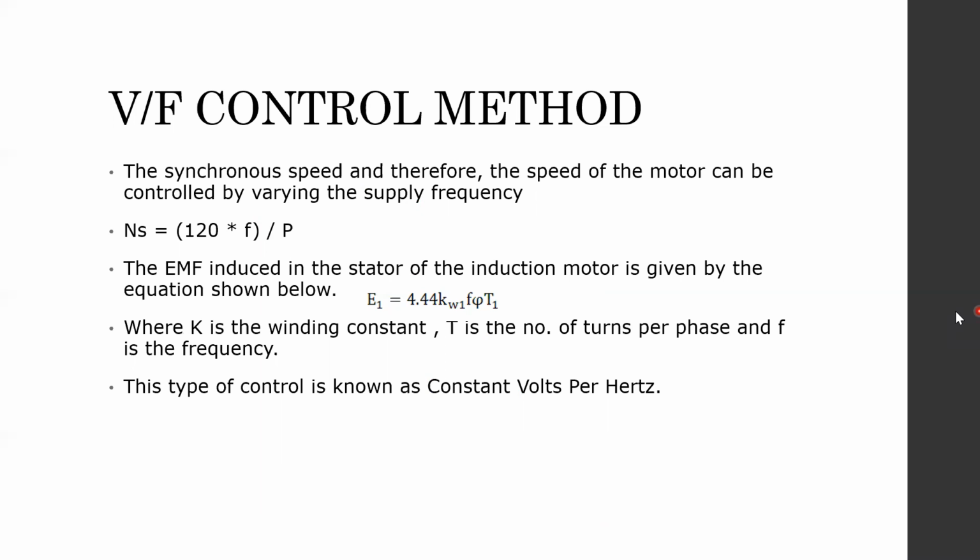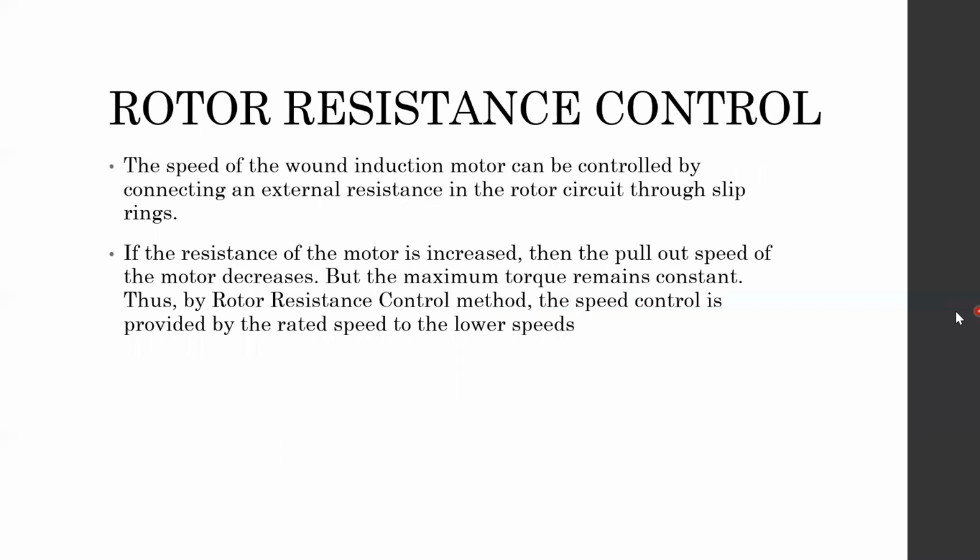So it's important to maintain the flux, phi, constant, and it is only possible if we change the voltage. If we decrease frequency, flux increases. But at the same time, if we decrease voltage, flux will decrease, causing no change in flux. Hence, it remains constant. So here, we are keeping the ratio of V by F constant. Hence, it is named as the V by F method. Next, we are going to see rotor resistance control.